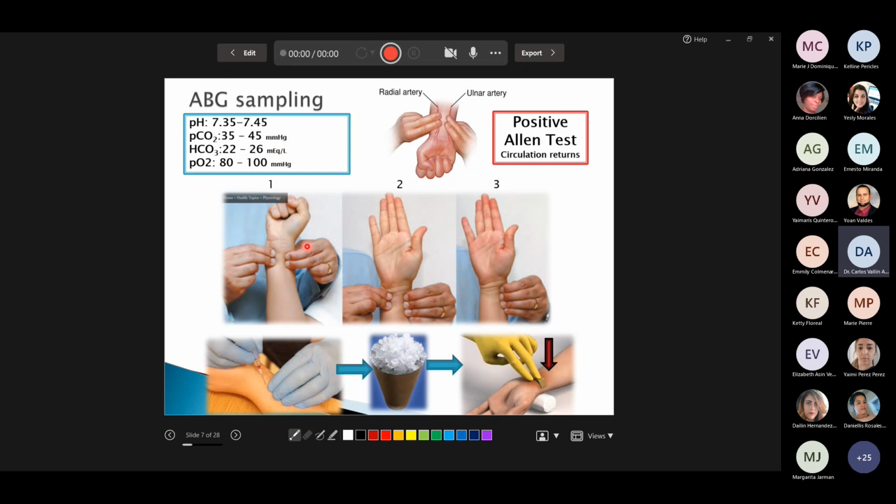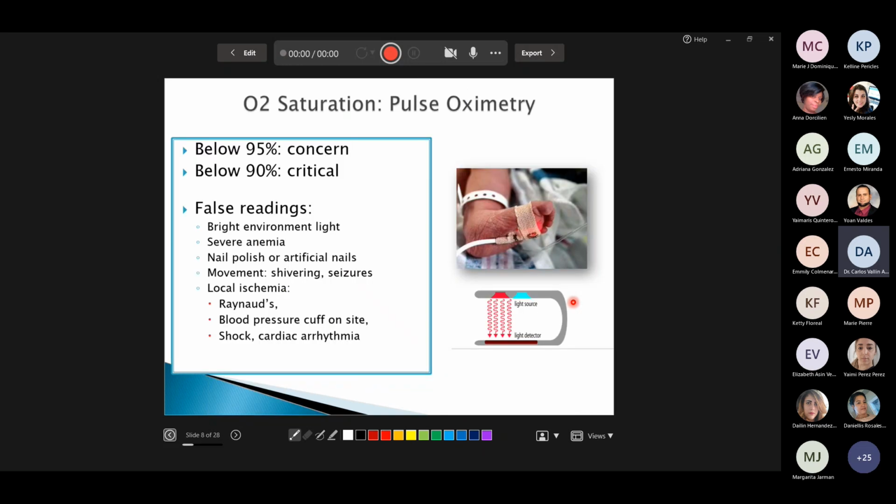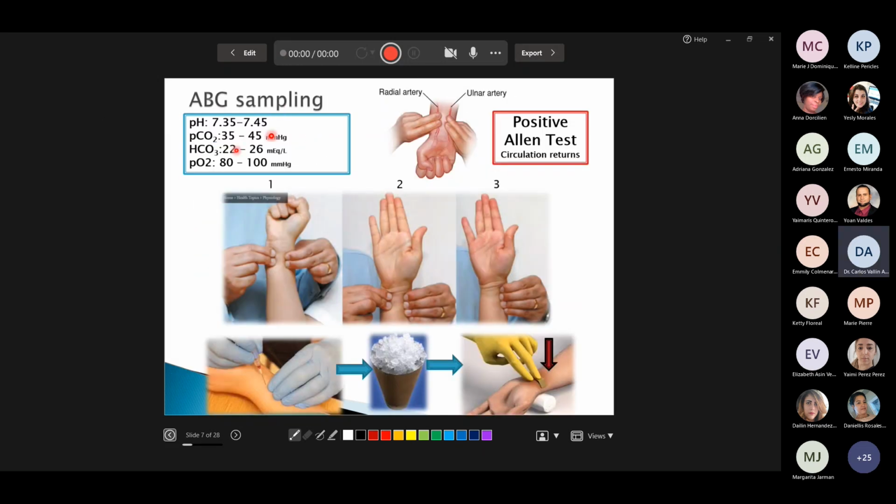tested for the ABGs. Don't forget that you just pierced an artery, and you need to apply pressure for a while to prevent the formation of a hematoma in the region. Okay. You know that these ABGs will allow you to interpret the acid-base balance and also the oxygenation.